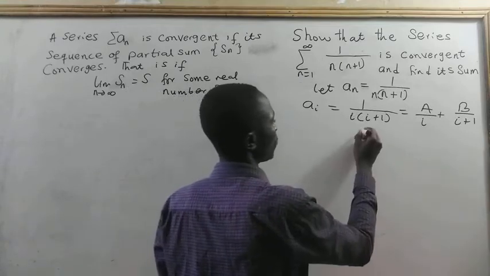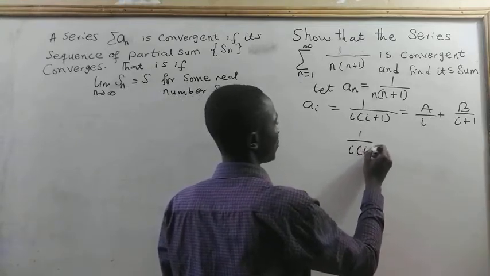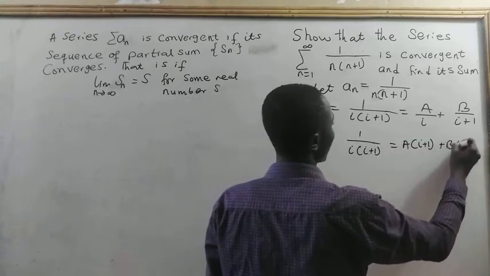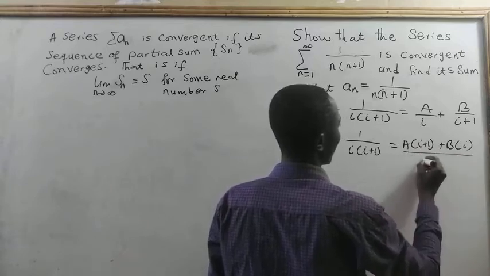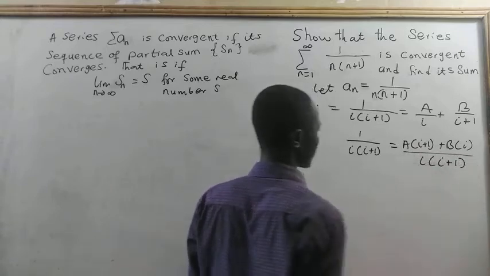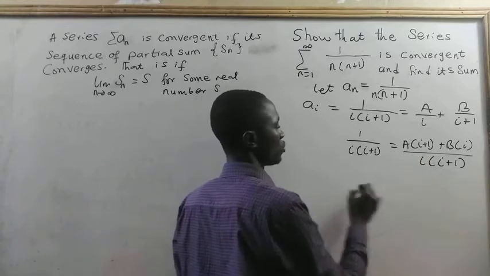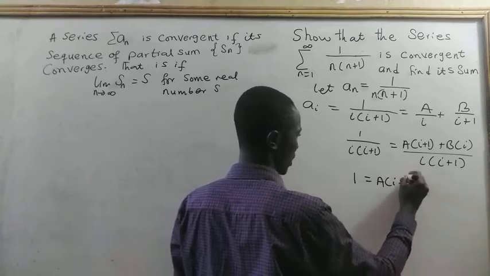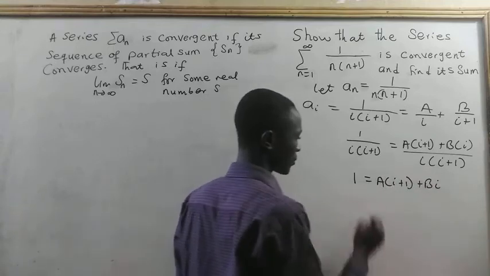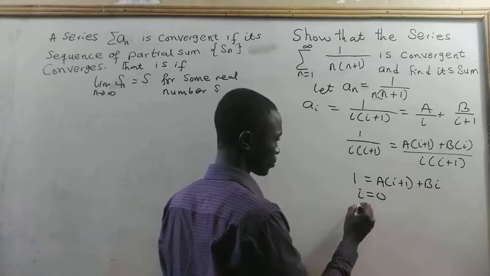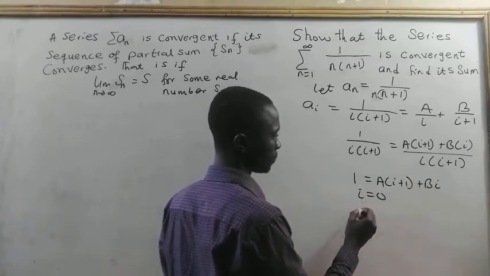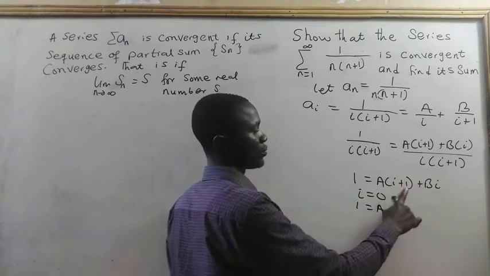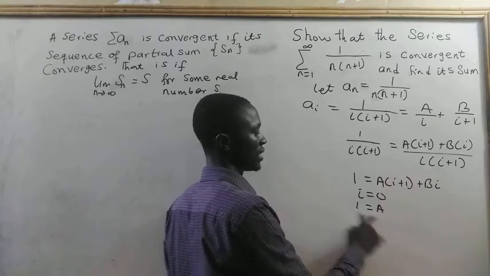So here we have 1 divided by i times i plus 1 is equal to A times i plus 1 plus B times i, all divided by i times i plus 1. And since the denominators are equal, we equate the numerators. 1 equals A times i plus 1 plus B times i. Now, if i is equal to 0, we have 1 equal to A.